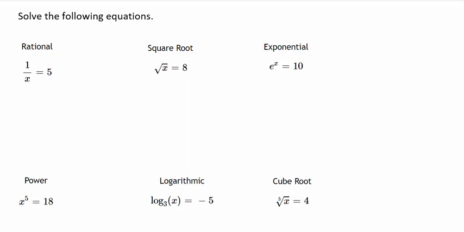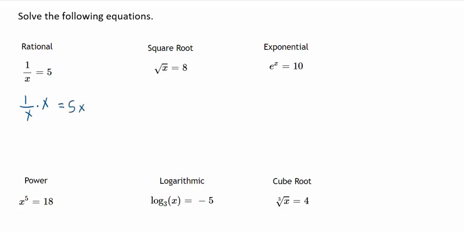In this problem we're given 6 different types of equations, and our job is to simply solve each one of them. The first one is a rational function, and since the x is being divided, one thing I can do is multiply both sides of the equation by x, so that would be 1 over x times x, and then since I did that to the left hand side, I must multiply the right hand side by x as well.